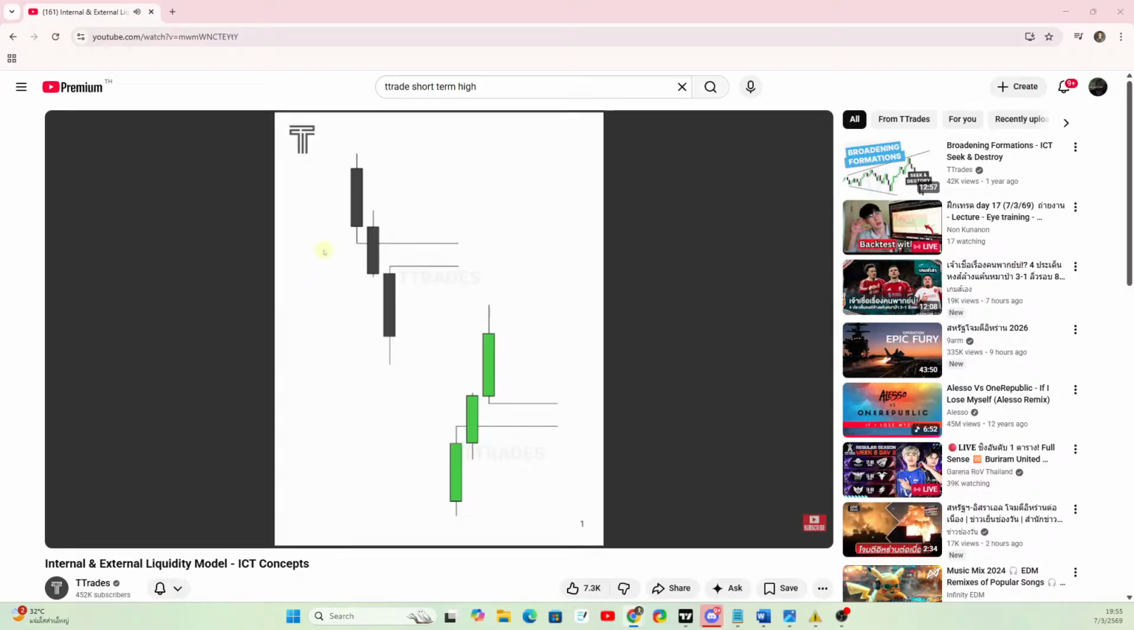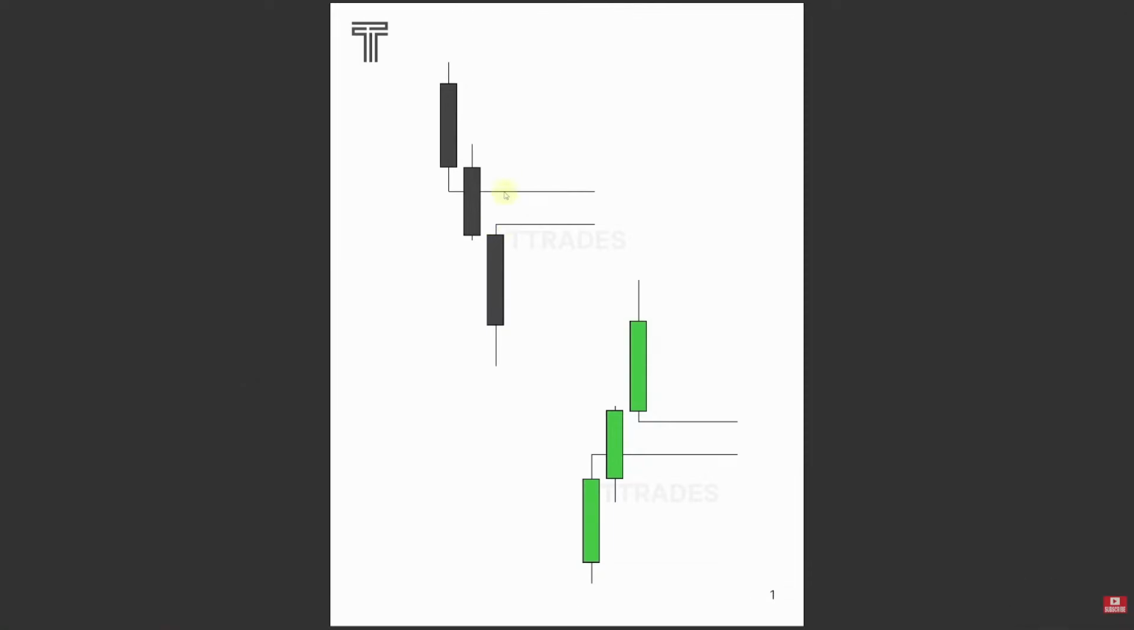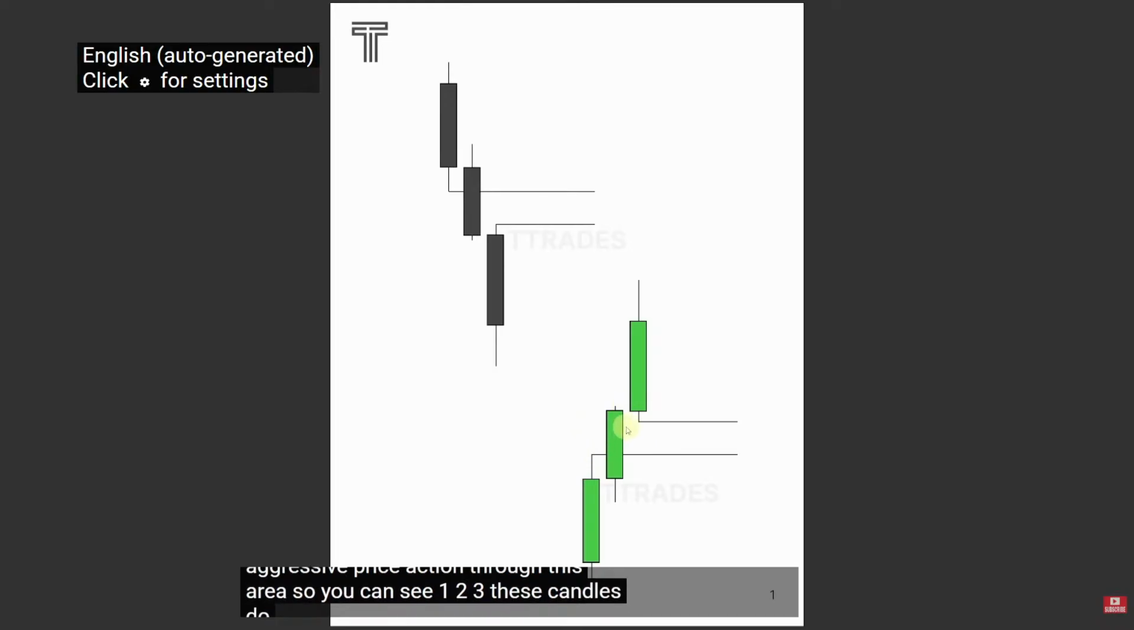Now, the first thing you need to understand is what is internal liquidity. Internal liquidity is just a fair value gap. Now, if you don't know what a fair value gap is, we will quickly review that, but I also have a video on that as well. It is just a 3 candlestick pattern, 1, 2, 3, in which the wick of the first candle and the wick of the third candle do not overlap, showing aggressive price action through this area. So you can see 1, 2, 3, these candles do not overlap.